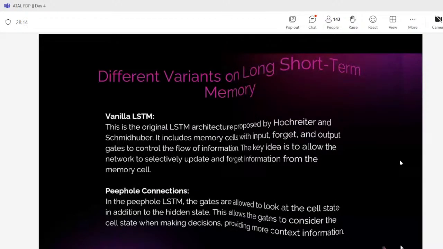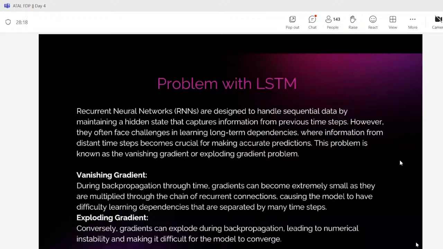And some of the disadvantages, problems with the LSTM, is vanishing gradient. So during backpropagation through time, the gradients can become extremely small as they are multiplied through the chain of recurrent connections. So they cause the model to have difficulty learning dependencies that are separated by many time steps. So this is the main disadvantage of your LSTM.